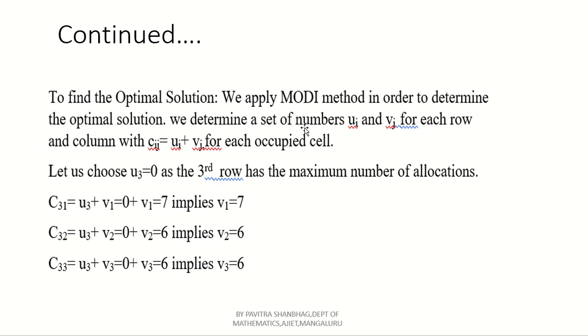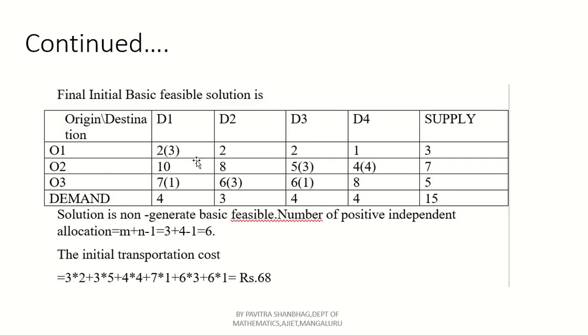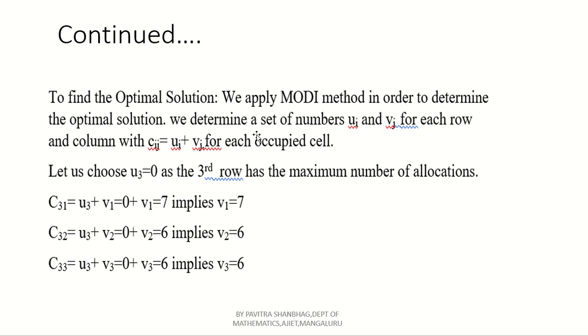We determine a set of numbers ui and vj for each row and column with Cij equal to ui plus vj for each occupied cell. Now how to choose u_i = 0 or v_j = 0 here? Which row has the maximum allocations? Row 1 has only 1 allocation, row 2 only 2 allocations, but row 3 has 3 allocations. So since row 3 contains more allocations, we set u3 equal to 0.